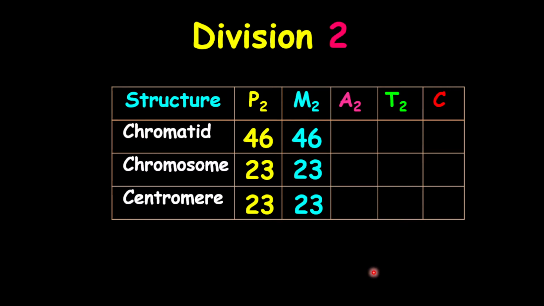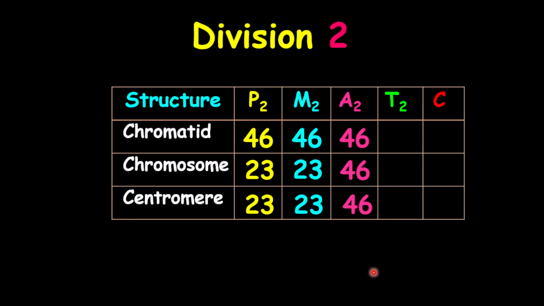So we'll have our 46 chromatids, 23 chromosomes, and 23 centromeres. In the anaphase, as in mitosis, we'll have our same number of chromatids. However, our chromosome number will double. Why? Because the centromeres will separate, producing an equal number of chromosomes on either side of the cell. So here we'll have 46 chromosomes and 46 centromeres.